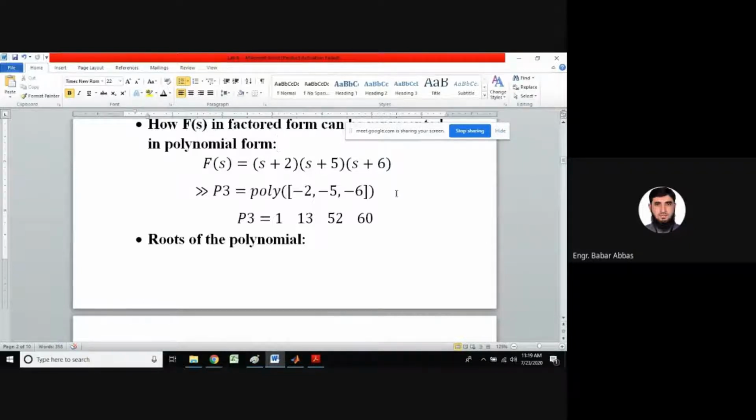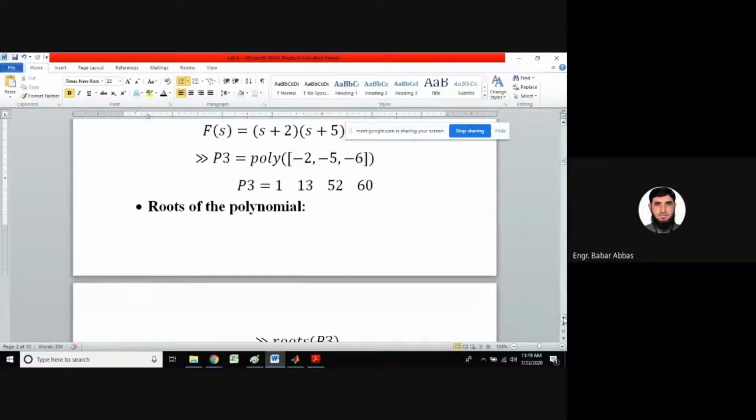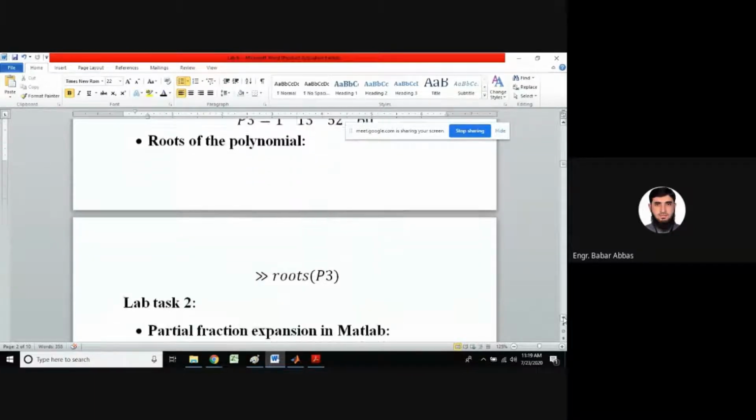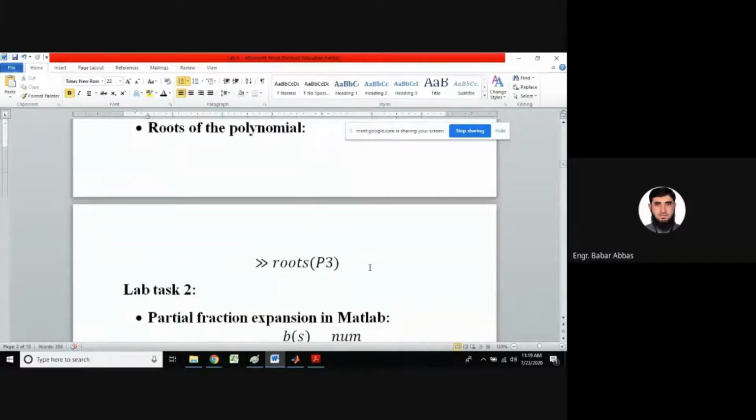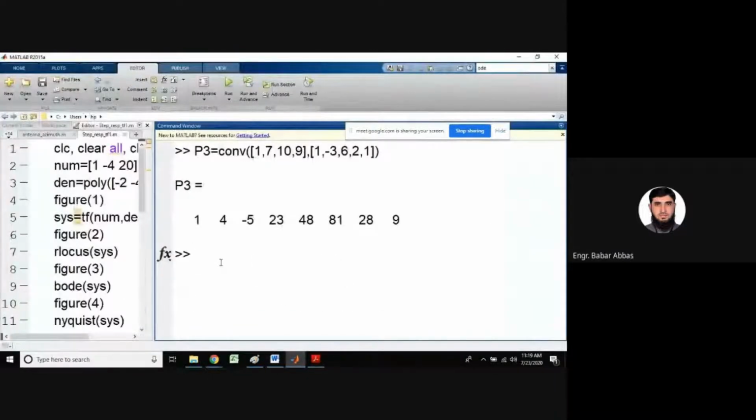Let me write how to find the roots. In MATLAB, you have a polynomial. So we will use the command roots, followed by the variable P3, the polynomial P3. Let me write it in MATLAB.